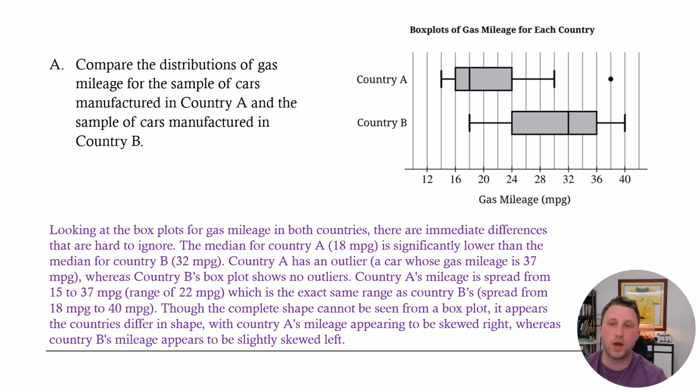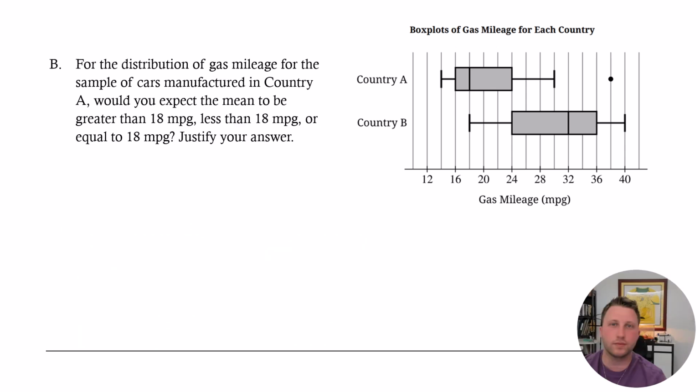Though the complete shape cannot be seen from a box plot, it appears the countries differ in shape, with country A's mileage appearing to be skewed right, whereas country B's mileage appears to be slightly skewed left. So again, we go through all 4 letters of SOCS: shape, outliers, center, spread, and we do so in context.